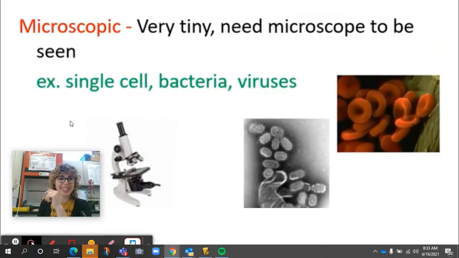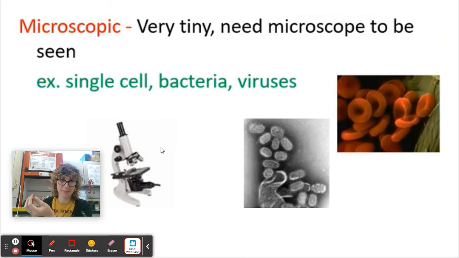Okay, two words that kind of sound similar here: microscopic first. Those are things that are very small and they need a microscope to be seen. So things like a cell, a bacteria, or a virus, right? If I wanted to look at a red blood cell, I would need a microscope to be able to see it.